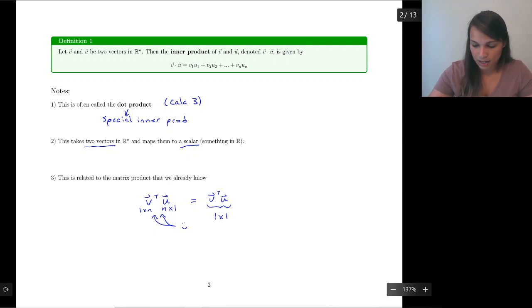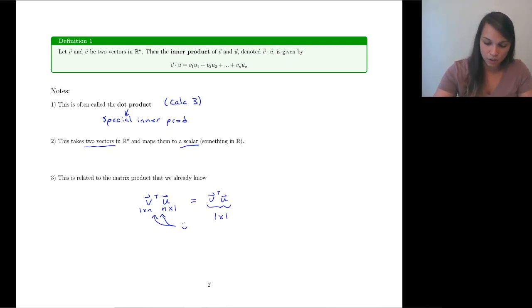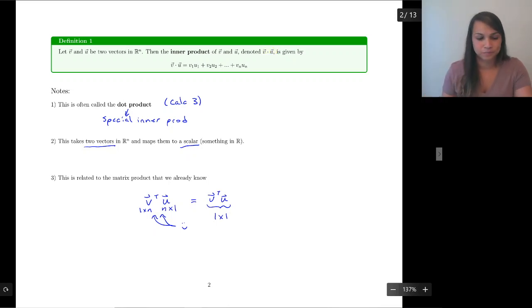Another thing I'm going to point out is that I'm not going to write U and V right next to each other, because that would imply that I'm trying to do normal matrix multiplication. And so they get this special dot that's in the middle. You have to put them there, otherwise you're talking about something else.